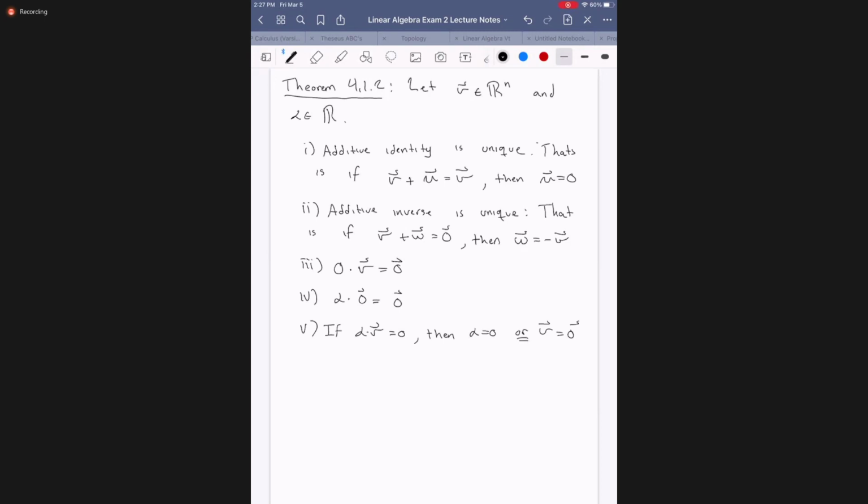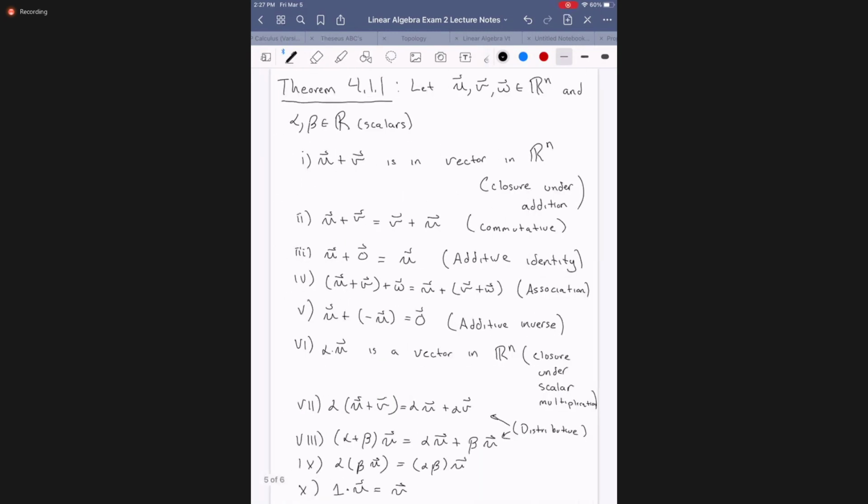Okay, so let's do one proof, just to get you warmed up for the stuff that's going to come. Let's prove the first one. Let's prove that this additive identity is unique. The additive identity was this part right here. 0 is the additive identity, right? So we're going to prove that 0 is the only one.